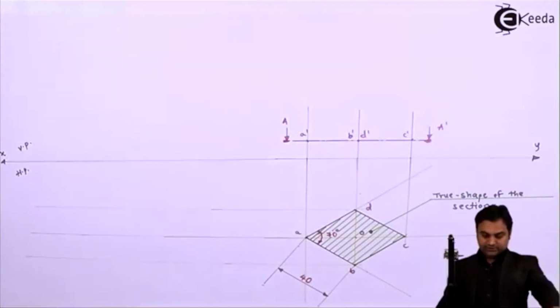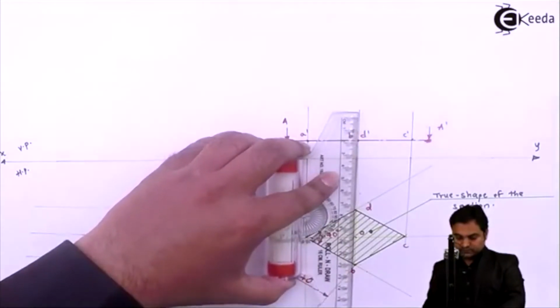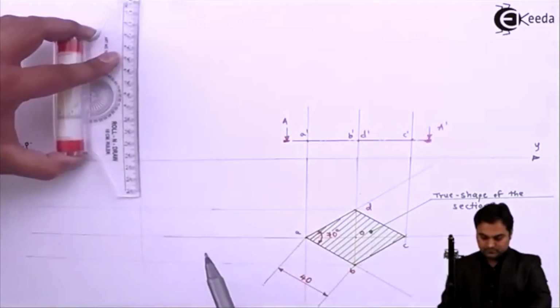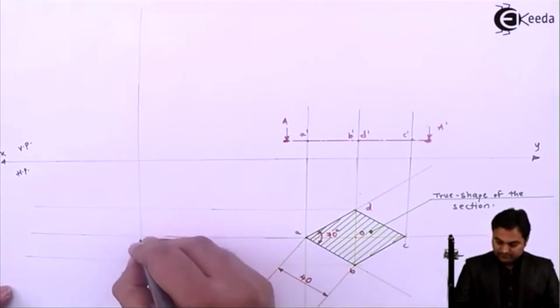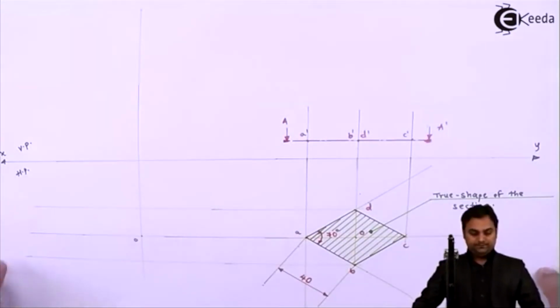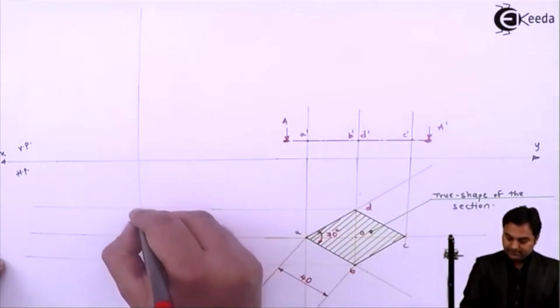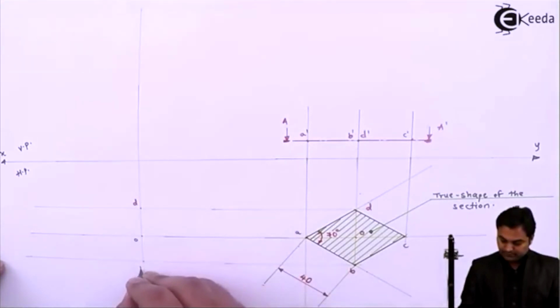Now here for the initial condition, I'll draw a vertical line. And this intersection is giving me point O. Then here at the top, that is point D. At the bottom, point B.